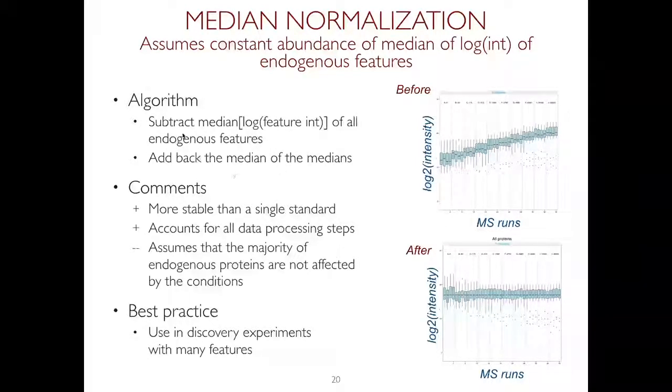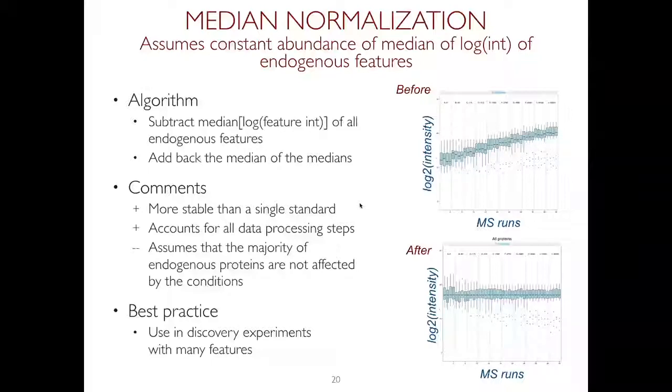And so here's the algorithm where we subtract the median of all endogenous features and add back the median of the medians. So that's more stable than a single standard, assumes that most things do not change. And this, in our view, in absence of standards, in large-scale experiments such as DIA, this is our go-to normalization. Just so, not equalizing the entire boxes, only equalize the medians because it's less aggressive. And in large-scale DIA, it's probably more likely that only a small percentage of features changes. So essentially, to summarize, in DIA, in absence of standards, we would use median normalization.